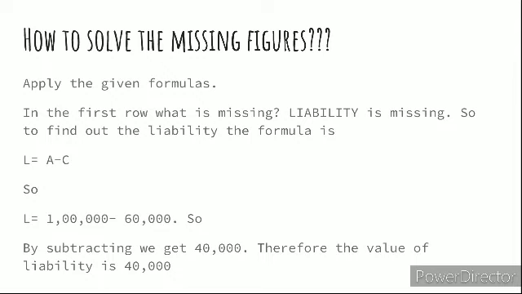So that means you have to find out the liability. So how to find out the liability? Very simple. What is the formula to find out the liability? The formula is L is equal to A minus C. That means liability is equal to assets minus capital.